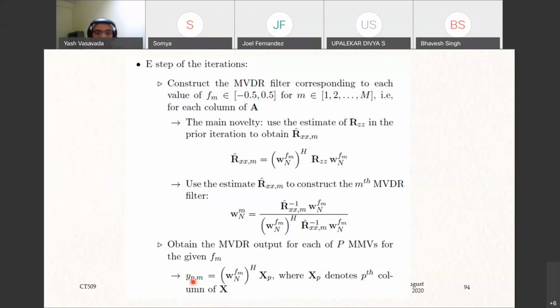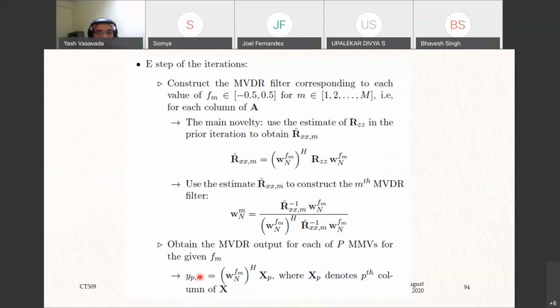If the signal is absent, then hopefully this MVDR will have done its job. Although we initialize this RZZ in a pretty inaccurate manner, this MVDR will still tell me at the output, this YP of M, if a signal is not present at this location M, hopefully the magnitude of YP of M will be small. If the signal is present, hopefully the magnitude will be large.